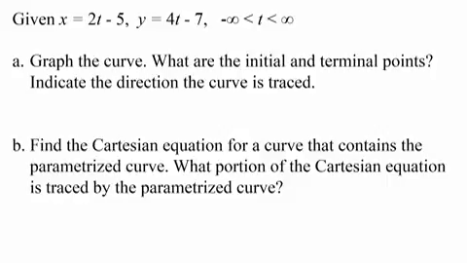Given x equals 2t minus 5, y is equal to 4t minus 7, and t is between negative infinity and positive infinity. Part A, graph the curve. What are the initial and terminal points? Indicate the direction the curve is traced.